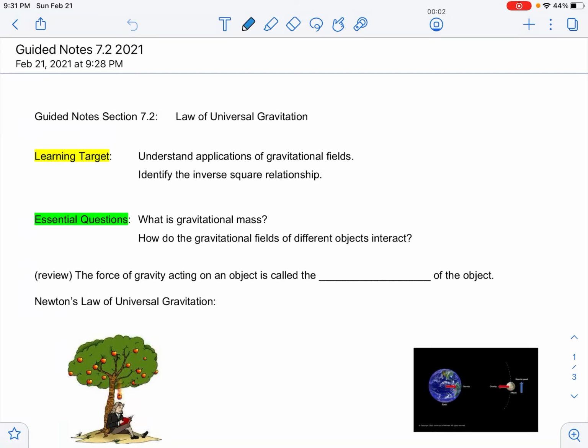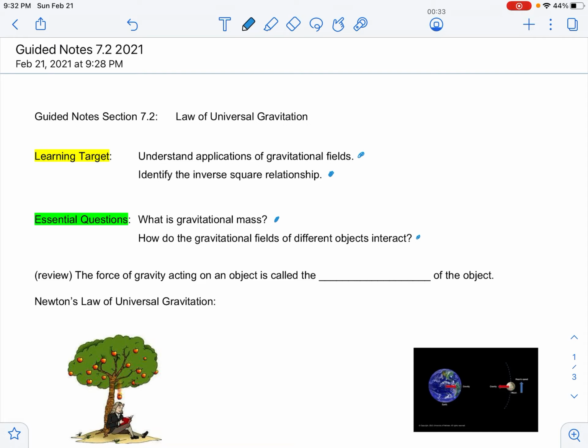Hello everyone. Today we are going to look at section 7.2, which is on the law of universal gravitation. Our learning targets today are to understand applications of gravitational fields and to identify inverse square relationships. Our essential questions: we'd like to know what gravitational mass is and how the gravitational fields of different objects interact. All right, let's start with a little bit of review.